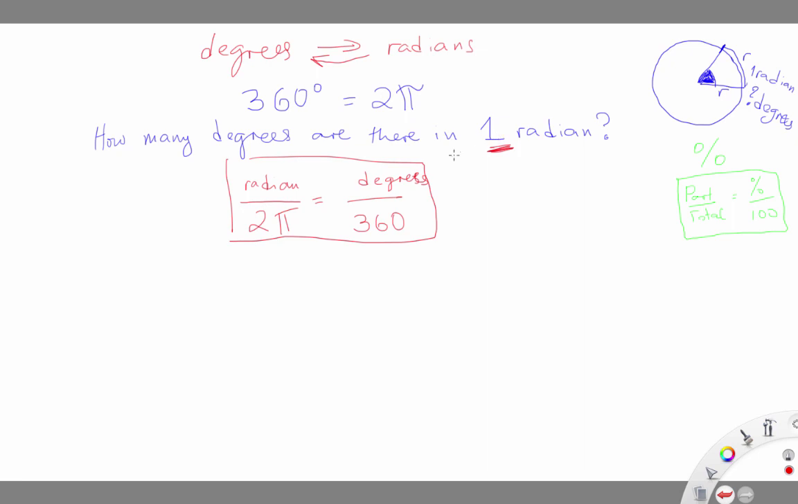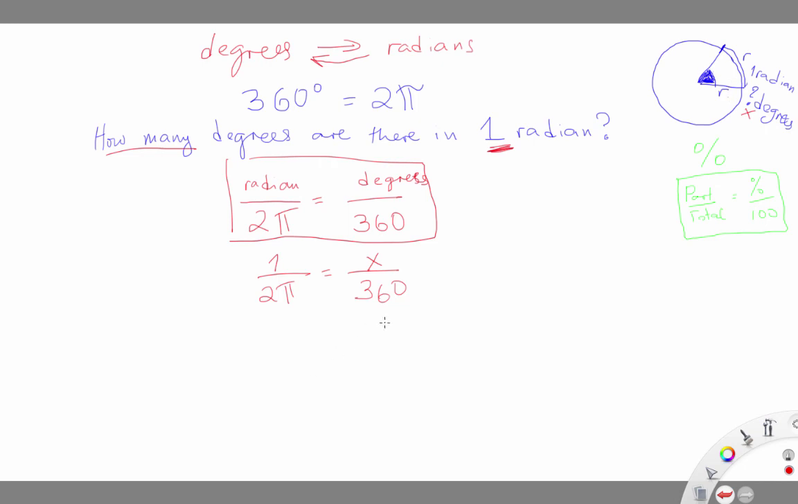So for radians, I have 1 radian over 2 pi. And for the degrees, it says how many? I don't know, so I'm going to say x over 360. Now, if I solve this proportion, I'm going to find out the answer to the question. I'm going to find x, the number of degrees that are equal to 1 radian.